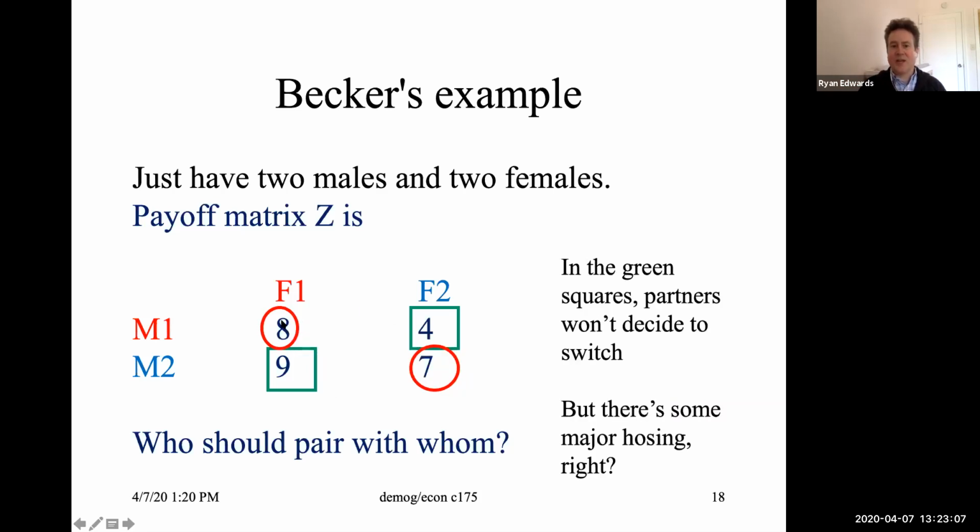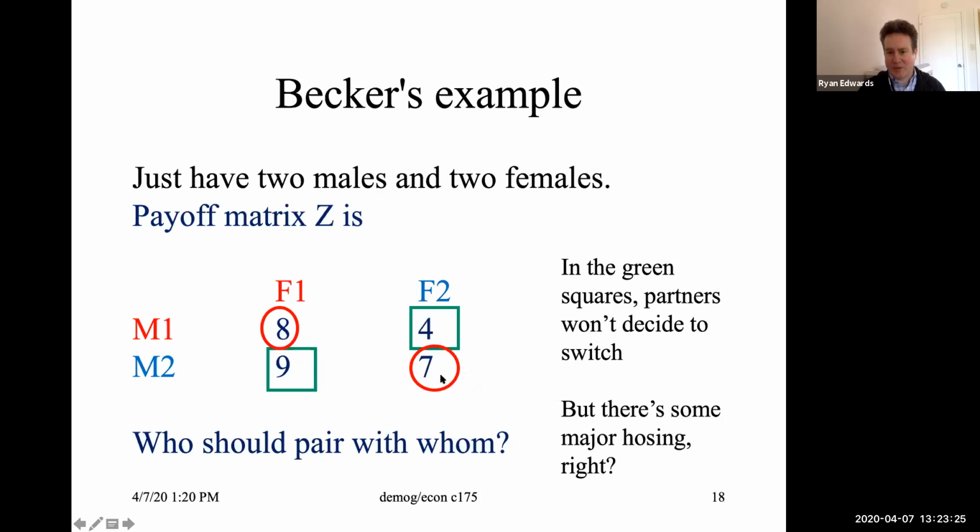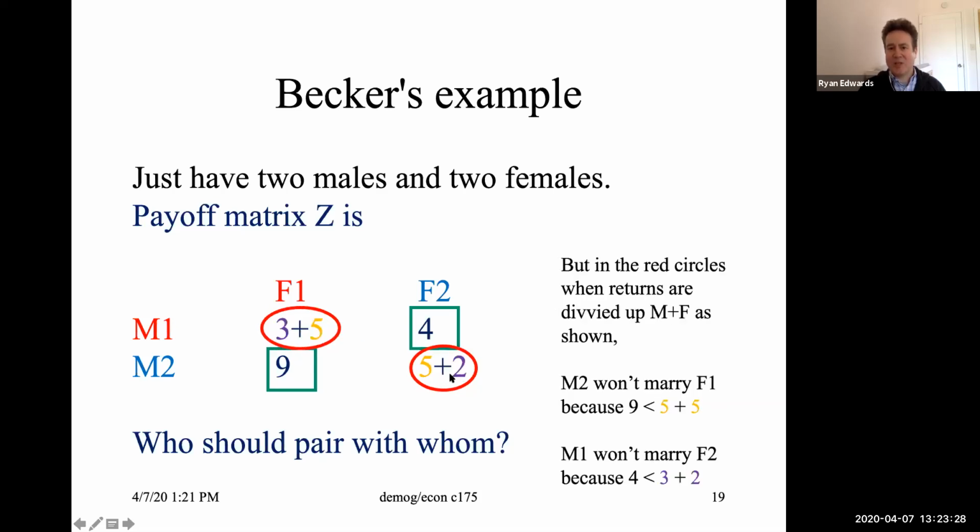On the previous slide, here's 8 in this union, and here's 3 plus 5, which equals 8. This is a divvying up of the returns between the two members of this couple. And down here, here's 5 plus 2, and that's equal to 7. Becker says that if the female and the male manage to split these returns within the union in this unequal way, they can produce an equilibrium in which both couples will agree to operate in the red circle world and not in the green square world.